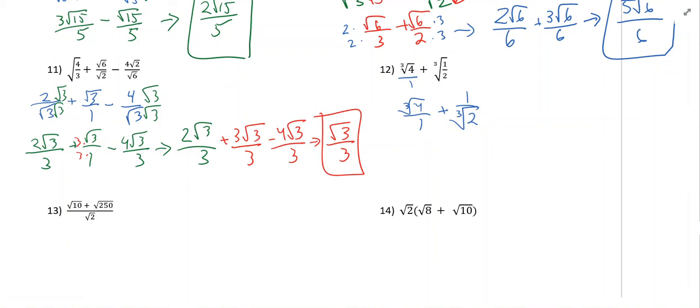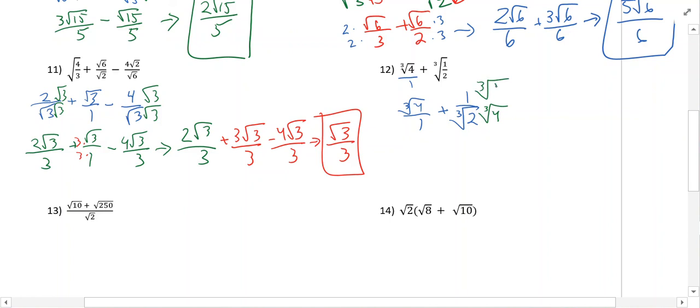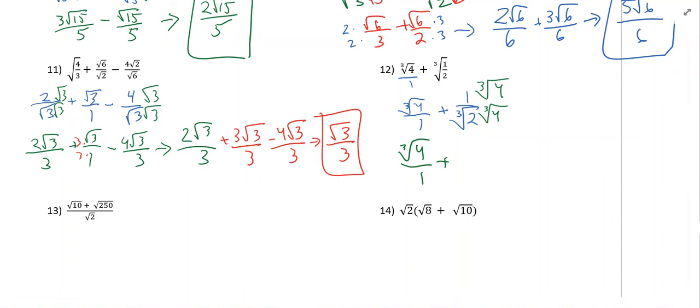So what I need to multiply it by here is the cube root of 4, because remember, you're looking for a perfect cube. So I'm going to rewrite this first term. So the cube root of 4, okay, so I have the cube root of 4 over 1, plus on the numerator here, 1 times the cube root of 4 is going to give me the cube root of 4.